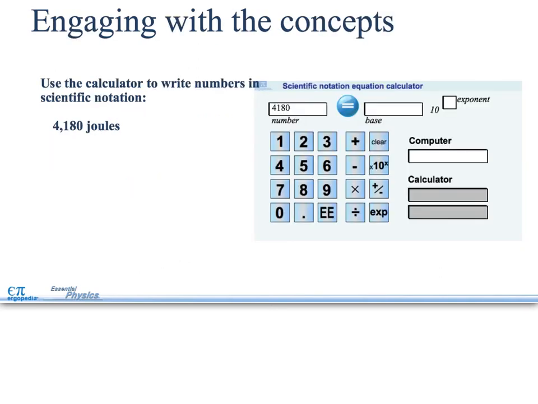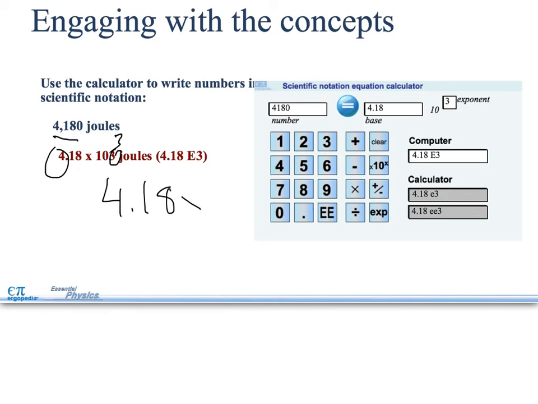Use the calculator to write in scientific notation 4,180 joules. So 4180, we want to put that into scientific notation. Try it out and let's see what you get. So 4.18, because the first digit, 4, is between 1 and 9, then you put your decimal and put the 1 and 8. Times 10 to the third joules, so you have 4.18 times 10 to the third, because basically you moved your decimal 1, 2, 3.